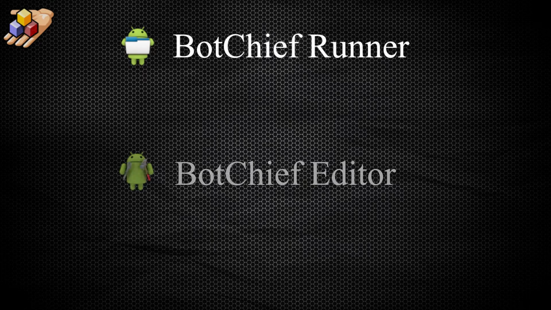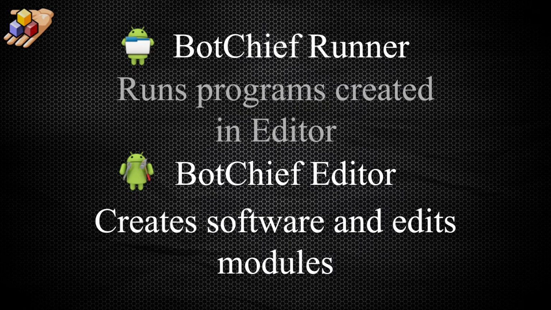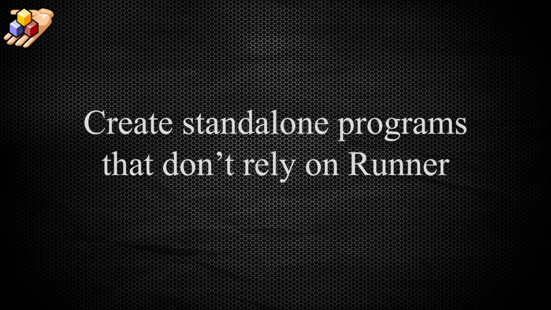BotChief consists of two major functions, BotChief Runner and BotChief Editor. The editor is used to create the software and edit the modules. The runner runs programs created in the editor. After you have finished a module in the editor, you can import it into the runner and create a task to run it. You can also use the compile function to create a standalone program that does not need the runner to work.